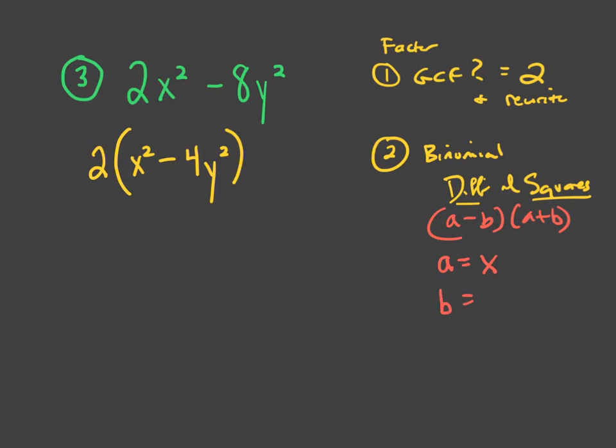And then b, the square root of the second term, so the square root of 4 and the y squared. Square root of 4 is 2, square root of y squared is y. And then we're just taking those a and b, x minus 2y, a minus b, and then a plus b. And then be careful that you don't forget your 2 that we took out in the beginning.